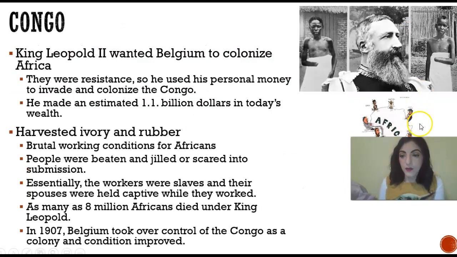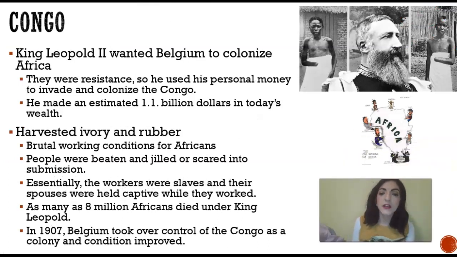In the Congo, okay. So King Leopold, which we talked about, he wanted Belgium to colonize Africa. The problem is that his country did not want to colonize, so he ended up using his own personal money to invade and colonize the Congo. He made an estimated $1.1 billion in today's money, so that's a lot of money. He harvested ivory and he harvested rubber.